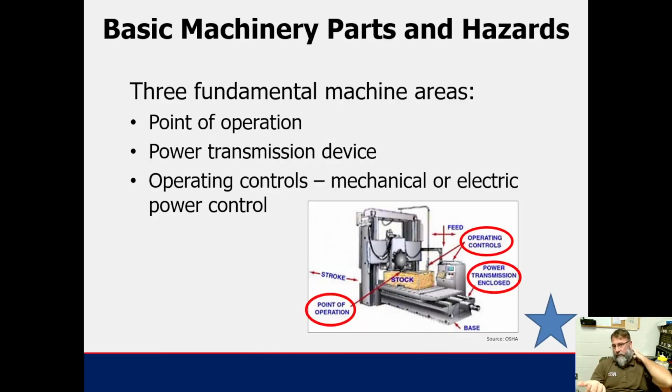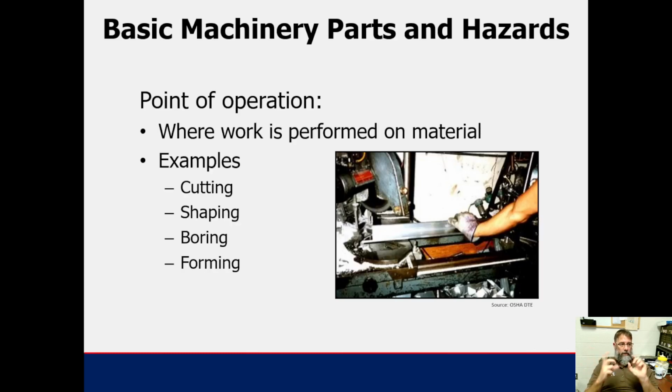Talk about the basic machinery parts and the hazards. So these are the 3 fundamental areas that accidents can occur within a machine. You have the point of operation, the power transmission device, and the operating control. What we're going to do is cover those various aspects in the next couple of slides.